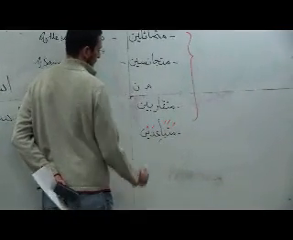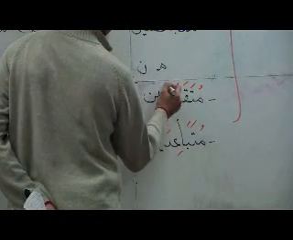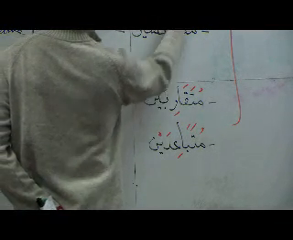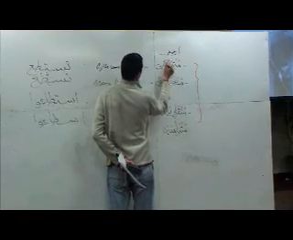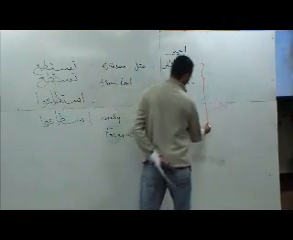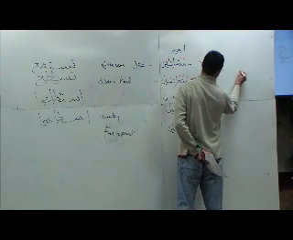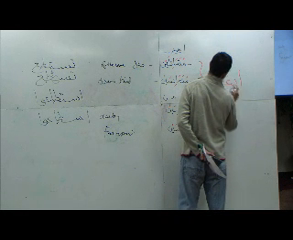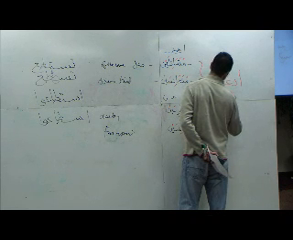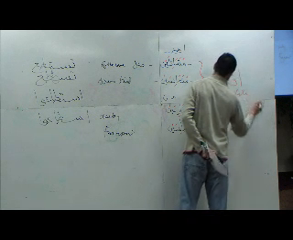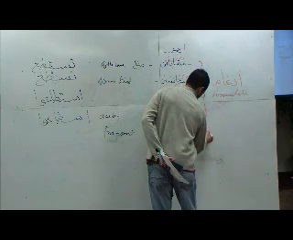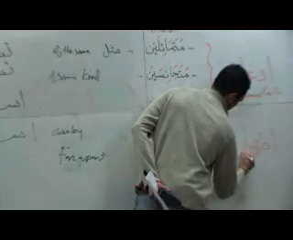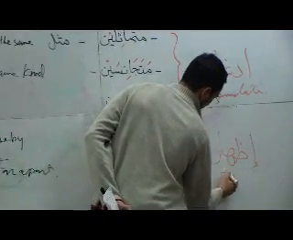متباعدين. متقاربين. متجانسين. And متماثلين. So these three, the rule here is idgham, assimilate, and this here, izhar. Show it.